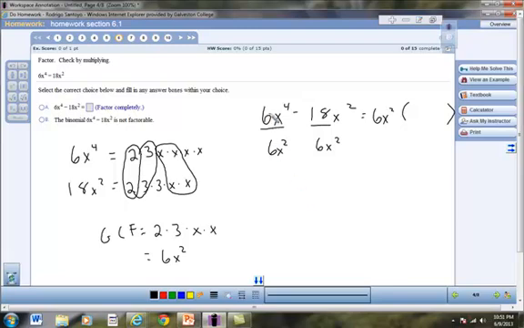And when we do that, 6 divided by 6 is just 1. We do the quotient rule again. 4 minus 2 is x squared. Negative 18 divided by 6 is negative 3. And our x's squared cancel. So we just factored that out.